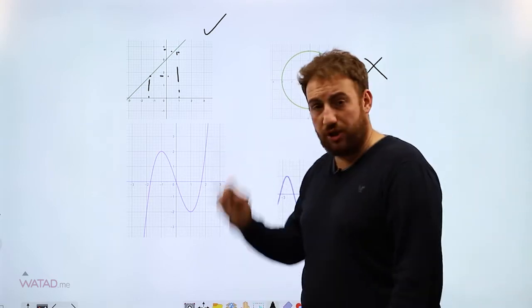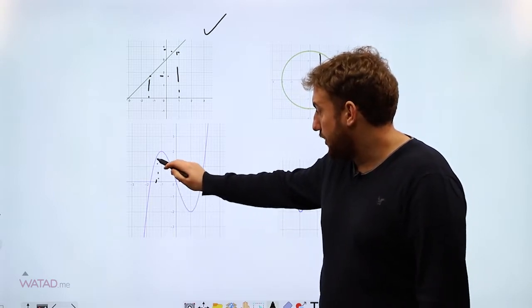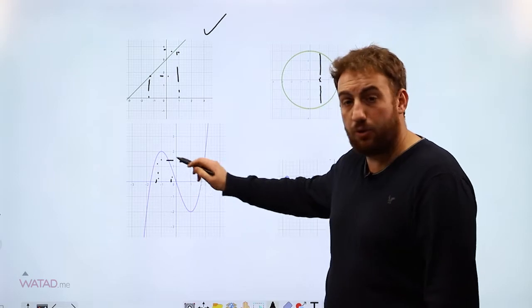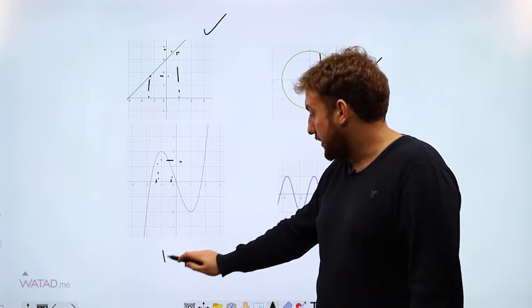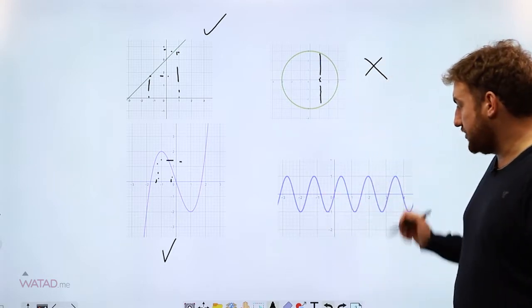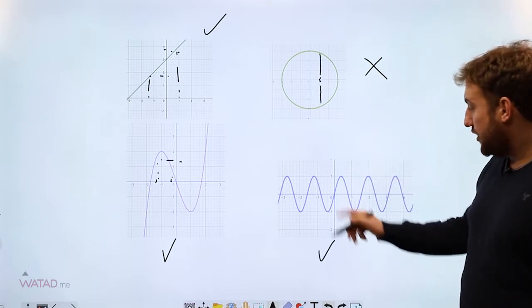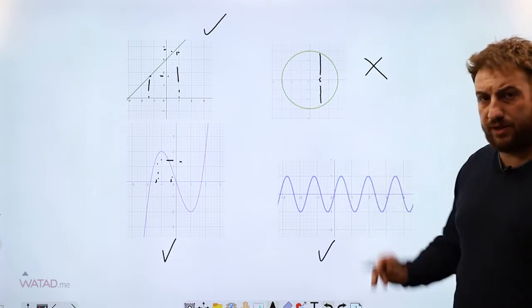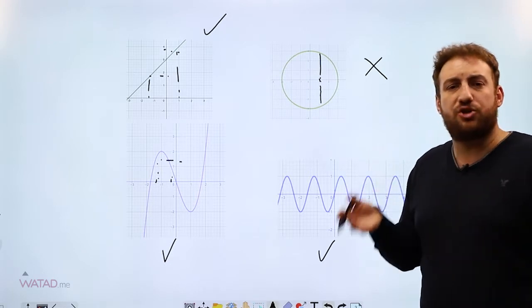Let's continue with this shape. Here you see that for example, for this x you have one y only. For this x you have only one y, and all the way. So this is again a function. And finally, here you see that you have a sinusoidal function, and this again is clearly a function because for each x you have only one y. So this is a small review of what a function is.